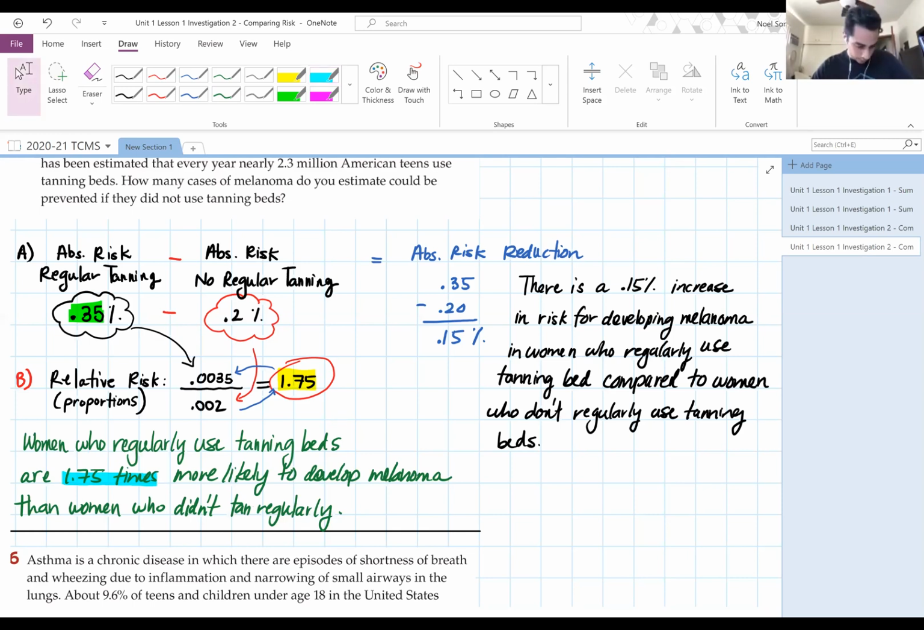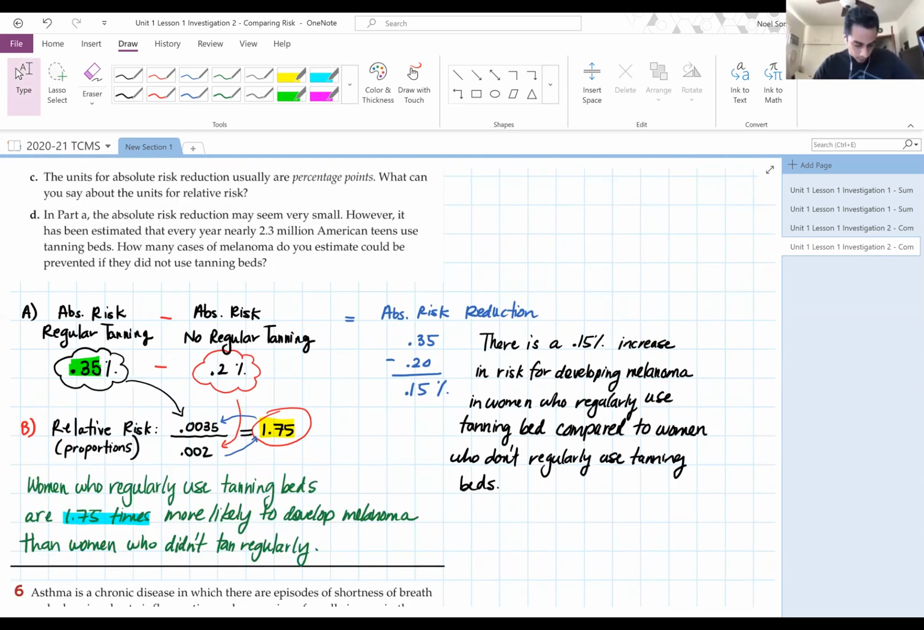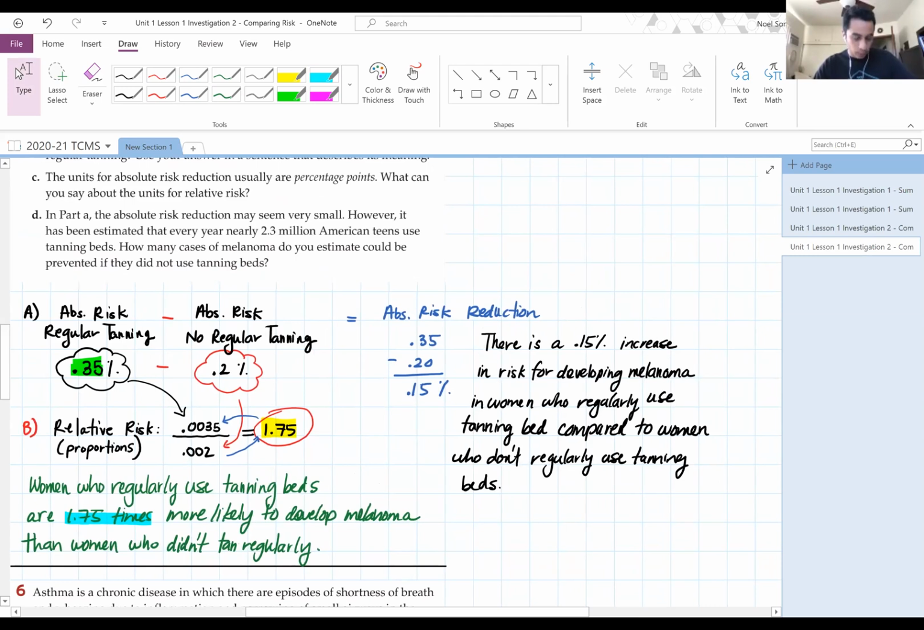Okay, so let's find out. We've talked about C a little bit more informally here. The units for absolute risk reduction are percentage points. Okay, that is a fact. So you see how with absolute risk reduction, the data that we present is a percent.